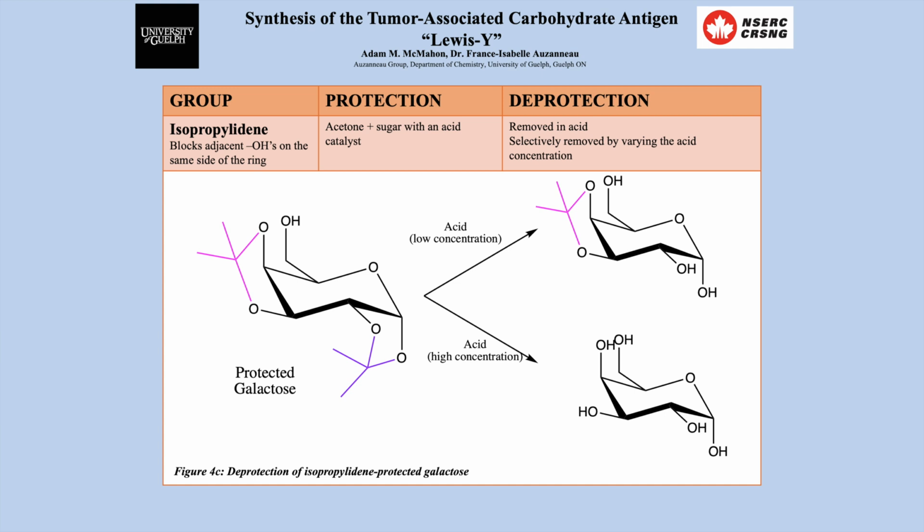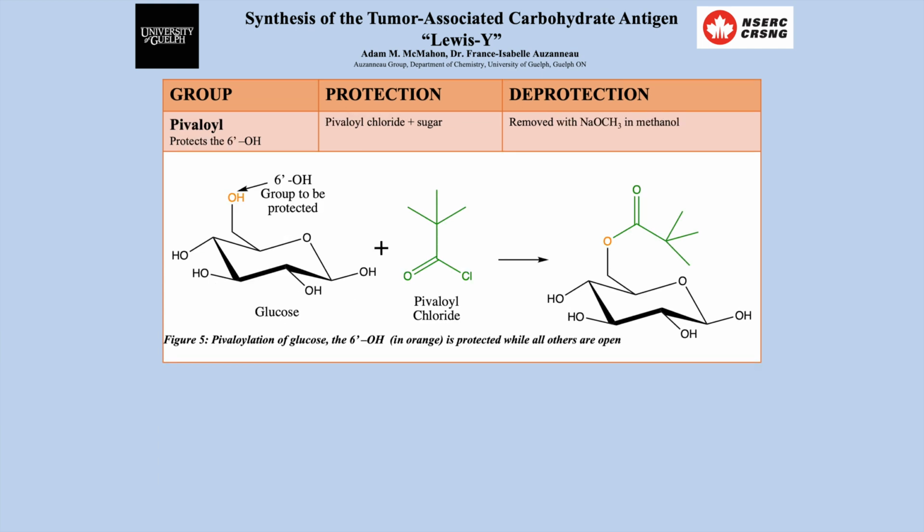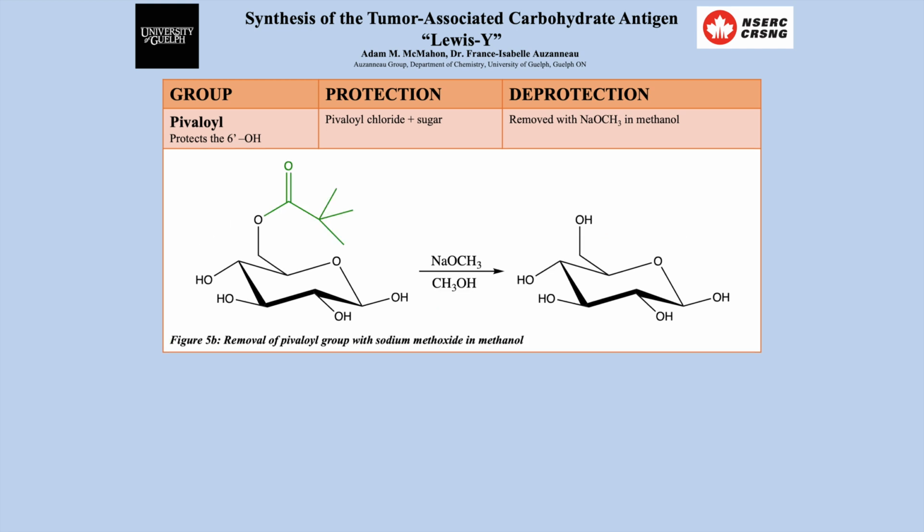In molecules with multiple isopropyridines, using less concentrated acid can selectively remove the C1-C2 isopropyridine, in purple, while leaving the other one on the molecule. Pivyloyl protection can be used to protect the 6' OH without touching the other OH groups. To do so, the sugar is carefully reacted with pivyloyl chloride in dry conditions. Sodium methoxide in methanol can quickly remove pivyloyl groups.